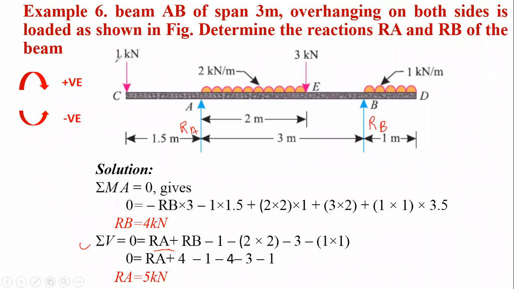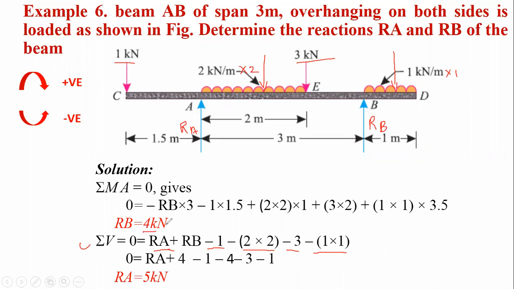Now let us start with this load, 1 kilonewton force downward. That's why minus 1. Convert this UDL into point load. That is 2 into 2, which is going vertically downward again, that's why it is also taken as minus 2 into 2. This 3 kilonewton force is going downward, that's why minus 3. Convert this UDL into point load. That is 1 into 1, it becomes 1 only. Minus 1 into 1. Now simplify the terms.